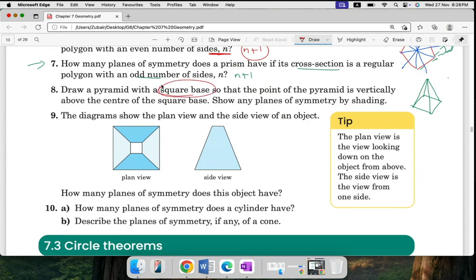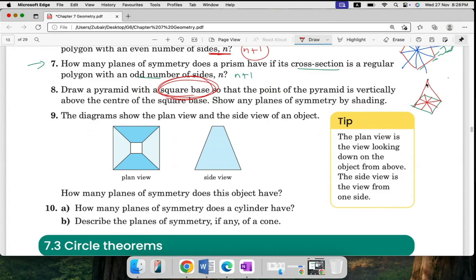1, 2, 3. So this will have 4. Yes, consider this line, red line, diagonals too. It would come up through the center point and again come up through the center, and it would stay symmetrical. So we have 4 planes, and if we have to show it by shading, this is what we can do.